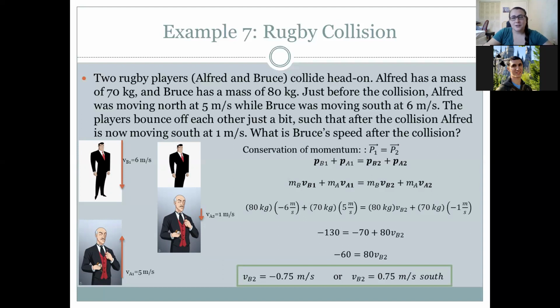Okay, any questions about this example? Okay, so what type of collision is this? Do we know? Hmm.